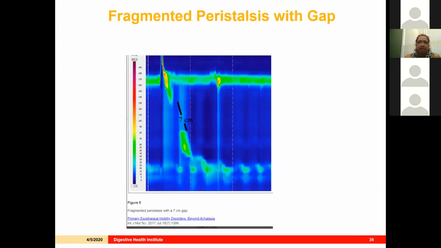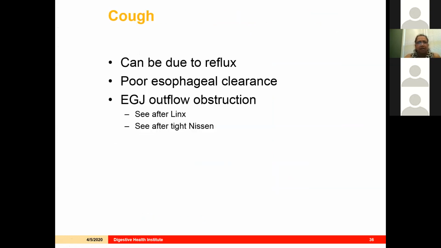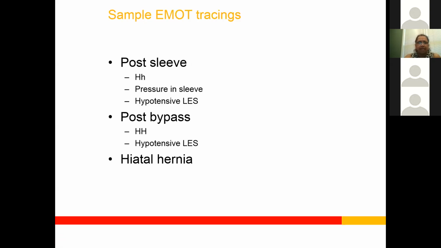And then fragmented peristalsis was pointed out earlier in one of the earlier talks. Just wanted to share with you a couple of sample tracings after prior surgery. Cough is something that I think we're understanding more and more because of high resolution manometry. Oftentimes I'm seeing it associated with poor esophageal clearance, and even in EGJ outflow obstruction, I'm noticing that more of those patients are presenting with a cough symptom, and you might see that even after LES augmentation with a Lynx device or a tight Nissen.